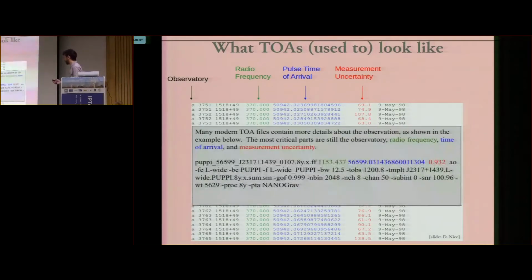But modern pulse TOA measurements are a lot more complicated. There's a lot more information, usually having to do with how many, let's say, phase bins were in the profile, how good of a fit was the TOA, what was the signal to noise ratio of the observation, all this other stuff, metadata to the TOA.